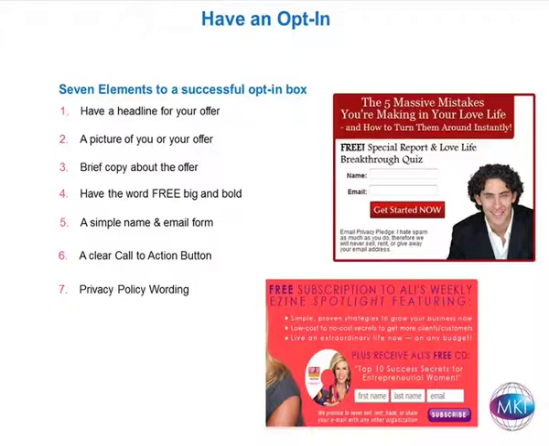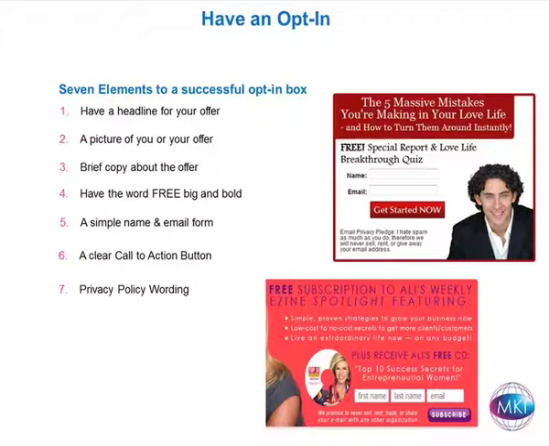The second one is have a picture of your offer. You'll see in the top one, he doesn't have a picture of his offer, but he's got a picture of himself. So you have to have either yourself in there or what it is you're offering. The bottom one's got the CD. Brief copy about the offer is number 3. The guy at the top says free special report and love life breakthrough quiz. The one down below says simple proven strategies to grow your business now, etc., etc.